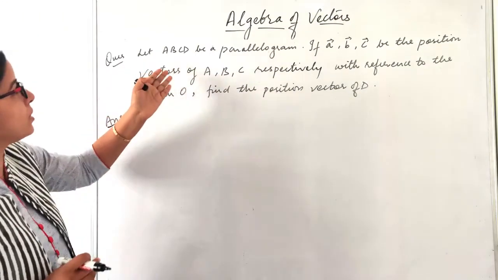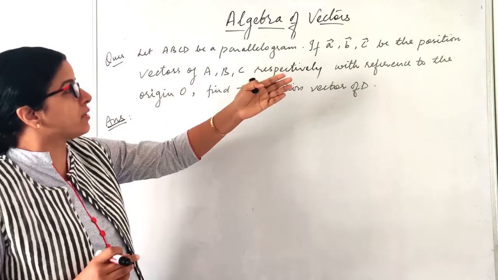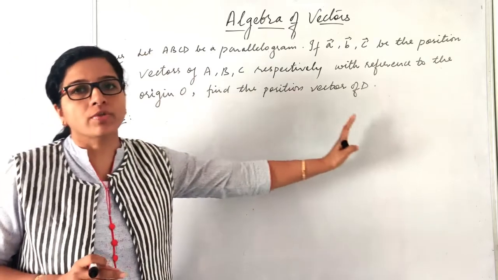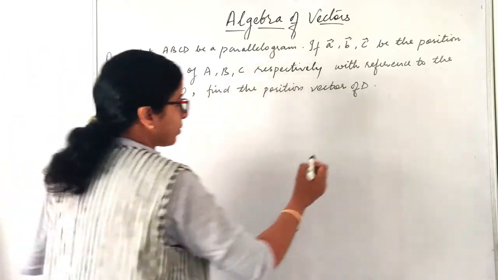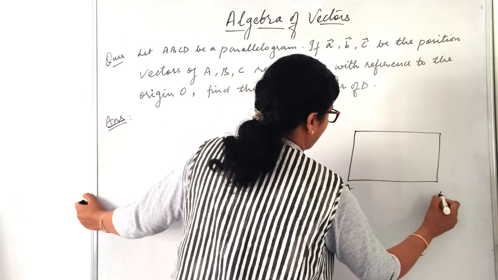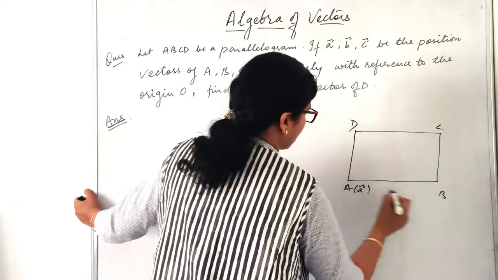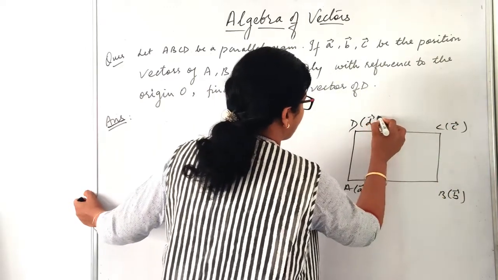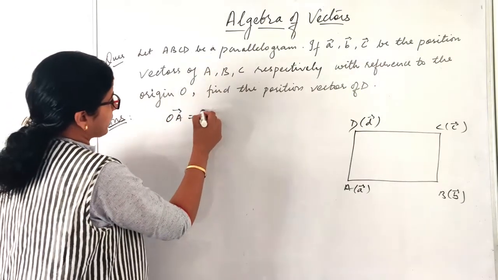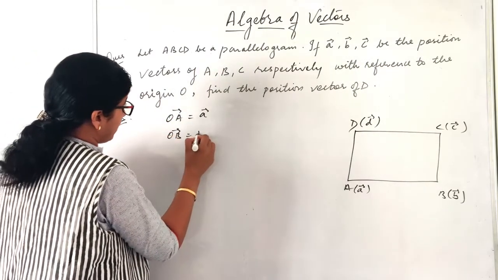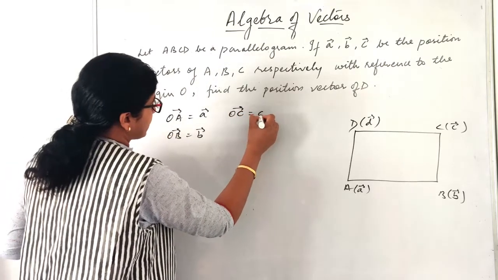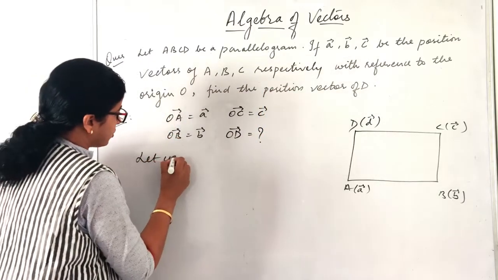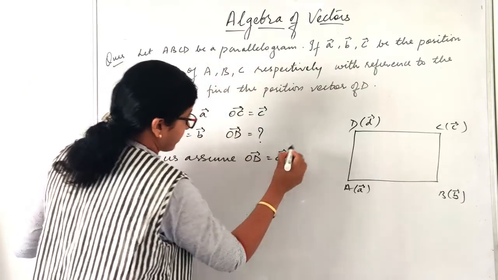Let us check this question. Let ABCD be a parallelogram, and A vector, B vector, C vector be the position vectors of A, B, C respectively with reference to the origin O. Find the position vector of D, right? So we have been provided with a parallelogram ABCD. Its position vector is A, its position vector is B, its position vector is C, and let us assume the position vector of D as D. Now we have been provided with OA vector is equal to A vector, OB vector is equal to B vector, OC vector is equal to C vector, and we have to find the position vector of D, right? So let us assume OD vector is equal to D vector, right?